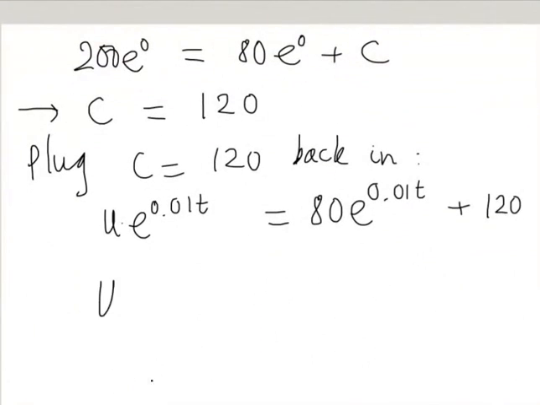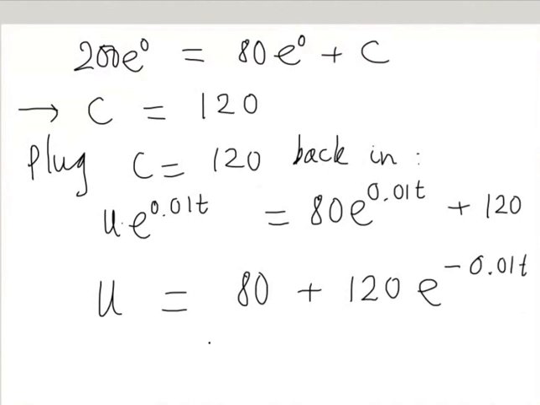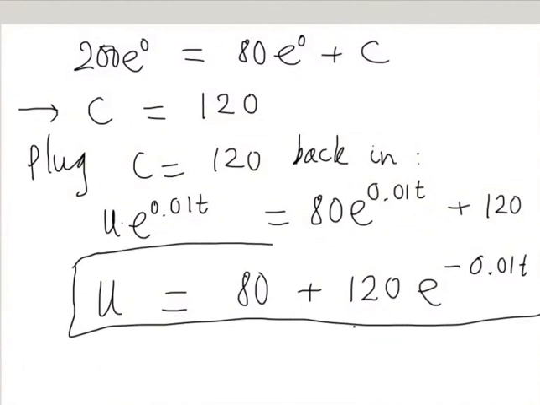Now solve for u by multiplying both sides by e to the negative 0.01 t. Then we will get 80 plus 120 e to the negative 0.01 t. And this is the formula for the temperature of the coffee at time t.